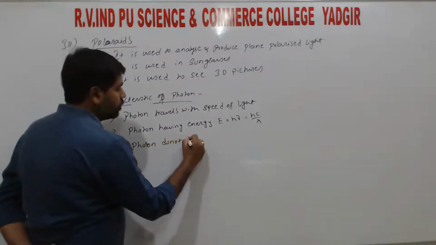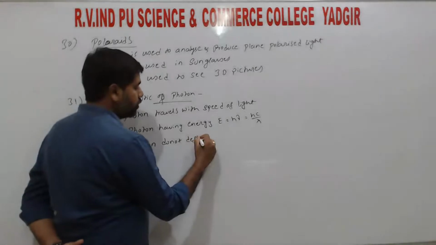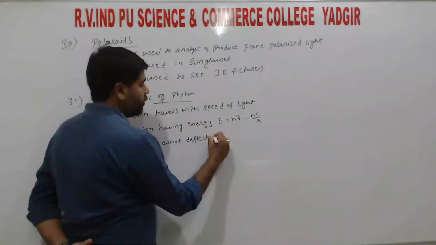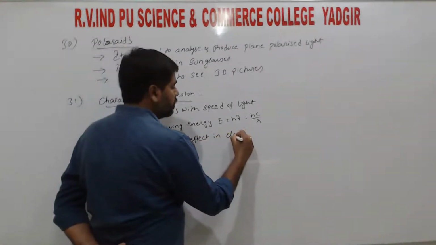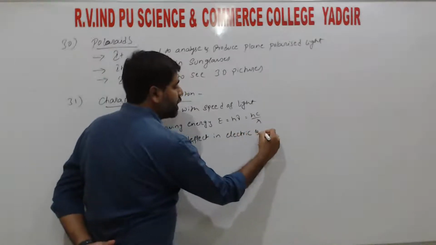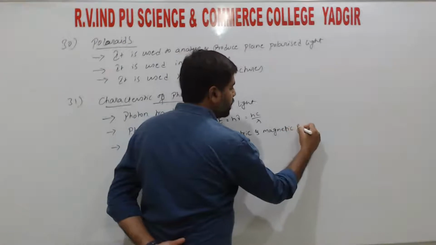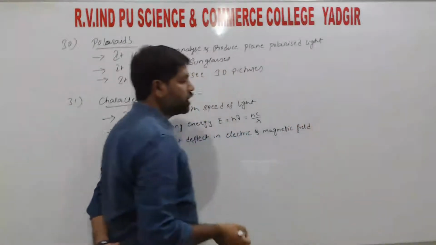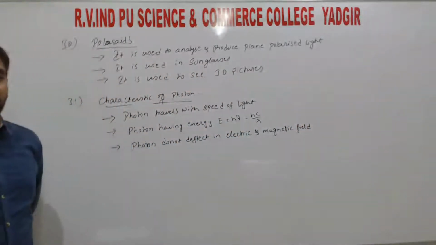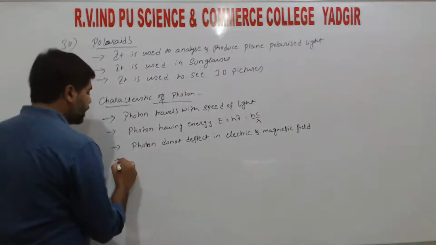a photon does not deflect in electric and magnetic field. So photon ಏನಾಗೋದು ನಮಗೆ ಡಿಫ್ಲೆಕ್ಟ್ ಆಗೋದಿಲ್ಲ. And also it is electrically neutral.